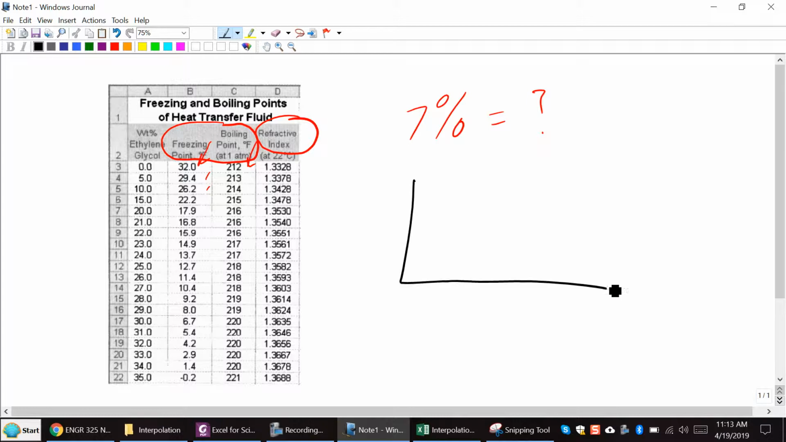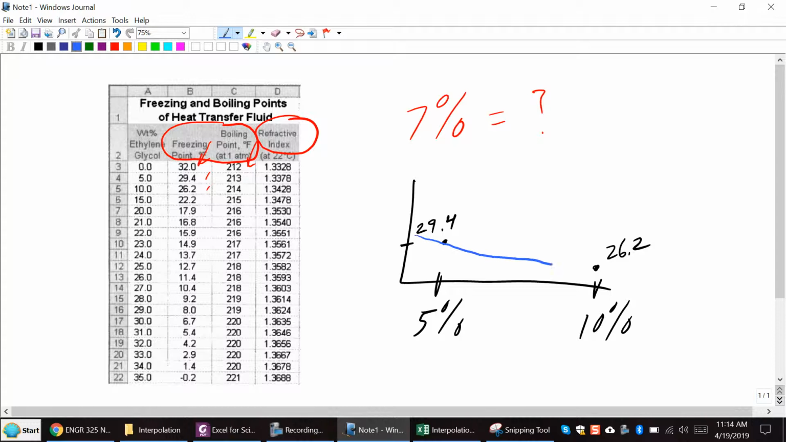You just come over here and you say, all right, this is 5%, this is 10%. At 5%, it is 29.4. At 10%, it is 26.2. And what do we do? We just draw a straight line between the two. And then you calculate y equals mx plus b. You get your values of m and b.